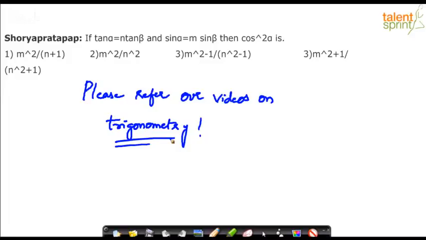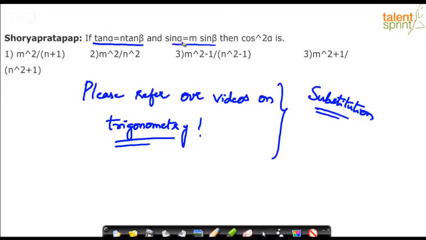And even if you do not refer to the video, what do you do? Go by substitution. What is the best way of doing it? Substitute random values. Follow the substitution method. See, he says tan alpha equals n tan beta and sin alpha equals m sin beta. He's asking us to find cos square alpha. Substitute some value of alpha. Substitute some value of beta. Find out what n and m are accordingly. Substitute the same alpha here and then substitute m and n in the options and check which one satisfies.